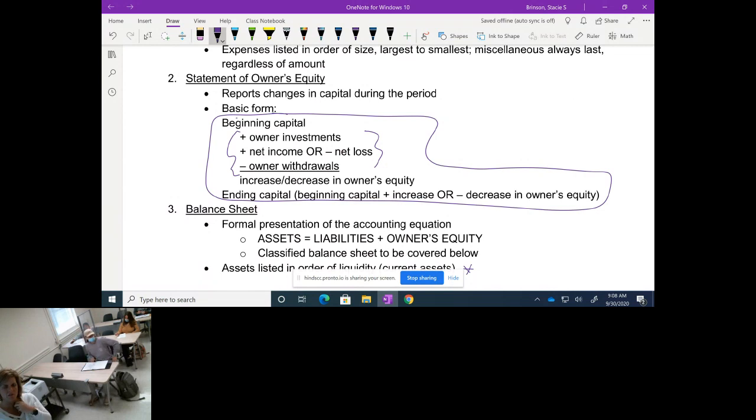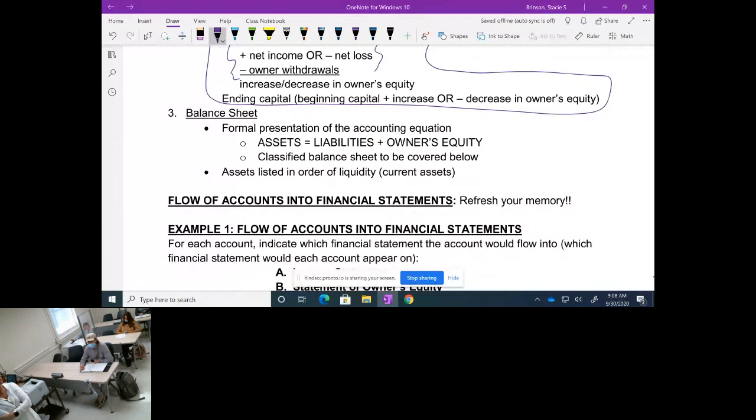Balance sheet. Remember, it's a formal presentation of the accounting equation. You start with assets. You have liabilities and owner's equity, and the totals of liabilities and owner's equity and assets total should be the same. One thing that we're going to add on to the balance sheet in chapter 4 is classifying some things on the balance sheet and further breaking them down into different categories.